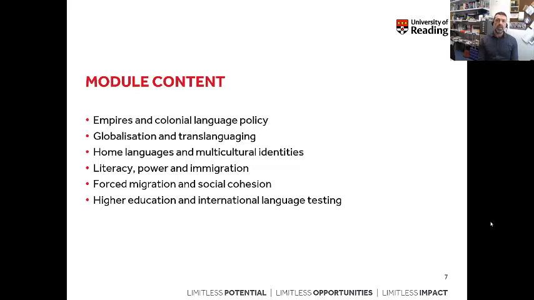So we bring the issues of migration and integration very close to students' own experience within higher education and universities today by looking at how language testing fits into the migration of international students.